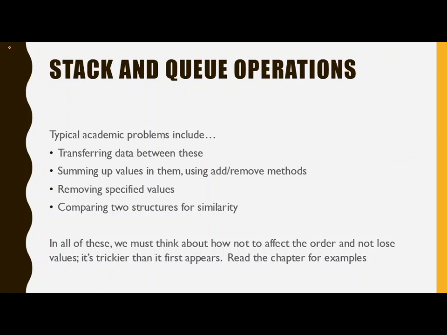So all of these are great brain exercises to make you think with a limited set of resources, a limited set of methods, how am I going to accomplish those particular tasks? So some of these are very tricky because you don't want to lose data, you don't want to change the order, etc. And the end of our chapter certainly has a few of those good exercises if you want to practice a bit. So that brings us to the end of our queue discussion.